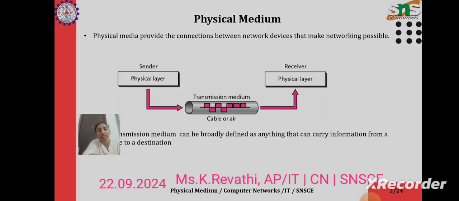Physical media provide the connections between network devices that make networking possible between the sender and the receiver. Here, the diagram shows the transmission medium. The transmission medium may be in the form of wired or wireless. Transmission medium can be broadly defined as anything that can carry information from a source device to a destination device in computer networks.